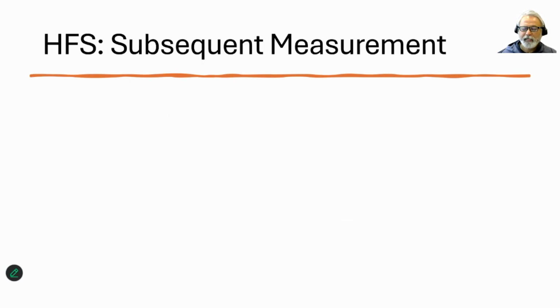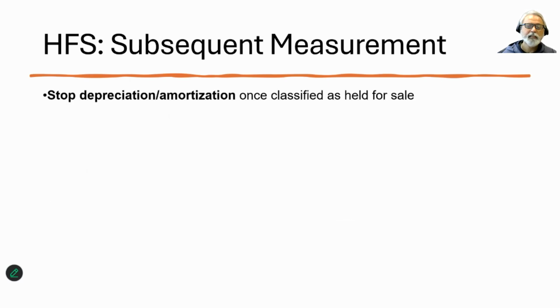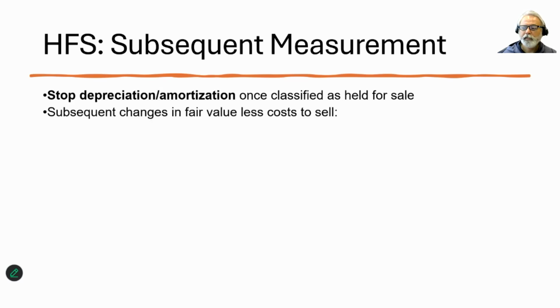Now, once an asset has been classified as held for sale, we stop depreciation. We no longer depreciate. And that was something that Glider in the earlier example has done. They've not been depreciating the machine after it was moved into storage.